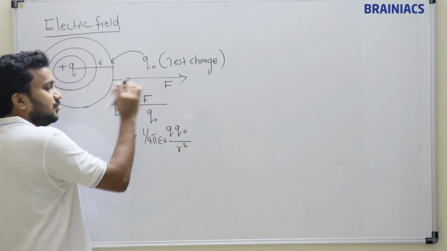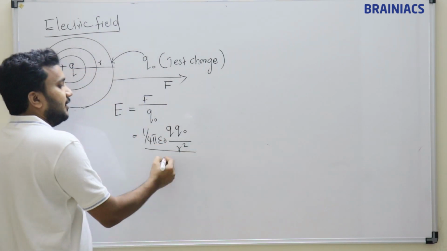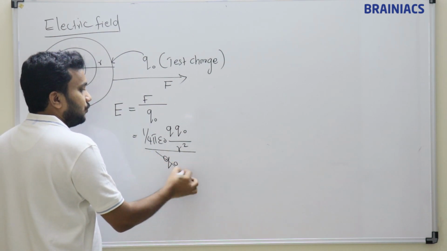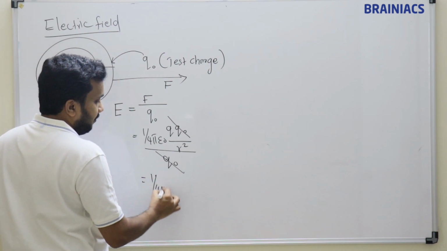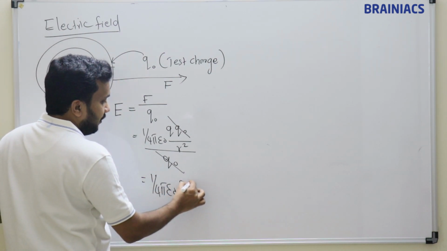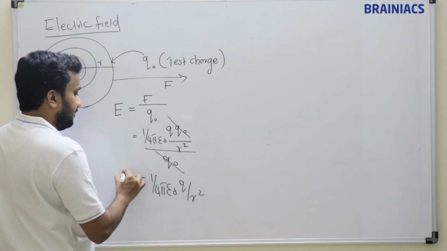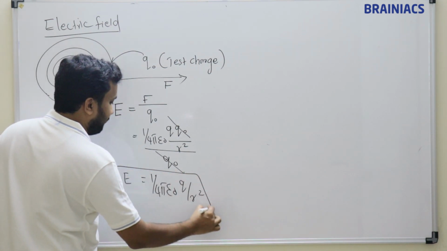This is what kind of force? Repulsive force, divided by q0, the test charge. q0 and q0 cancel each other, and we get 1 by 4 pi epsilon 0 q divided by r square. This is the equation of electric field.